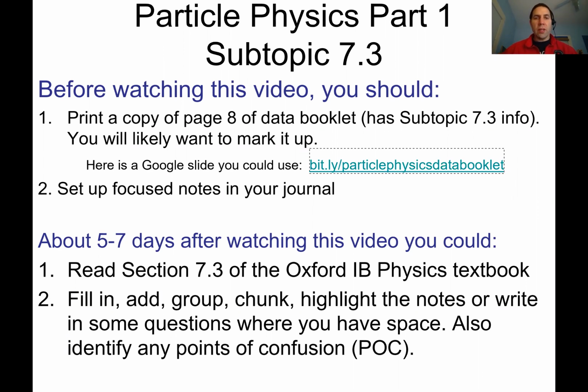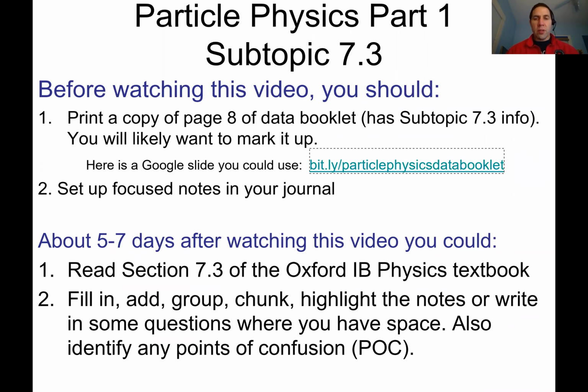Before watching this video, you should either print out a copy of page 8 of your data booklet, which has that subtopic 7.3 info, because you're going to likely want to mark it up. Or you could use a Google slide; I've given you a link there, bit.ly/particle physics data booklet. If you type that into your computer, you should get a Google slide. You can make a copy of it and mark up that Google slide.